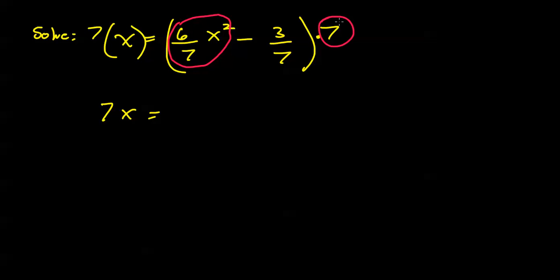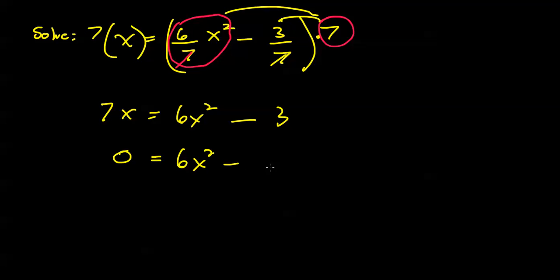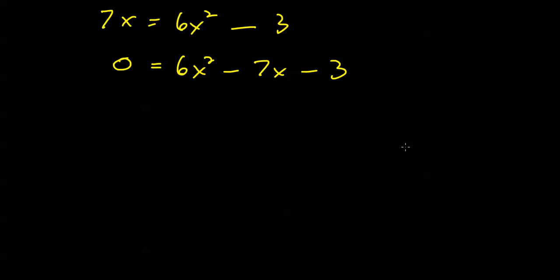This times 7, well, the 7's will cross cancel, and I've got 6x squared resulting from this product minus, well, you've also got to multiply 3/7 times 7, and of course the 7's cross cancel, and I'll get minus 3. Alright, so what I'm going to do is put everything over on the right hand side to get it in standard form. 6x squared minus 7x minus 3 equals 0.